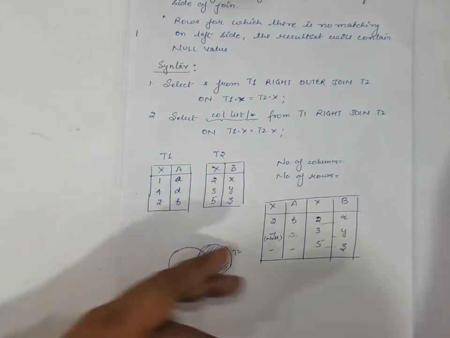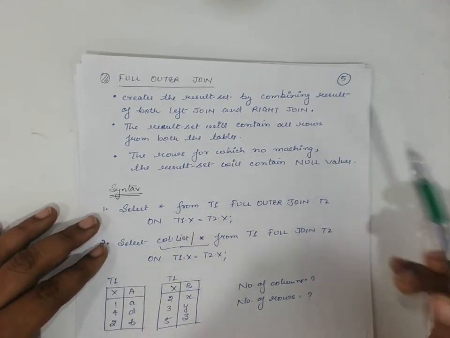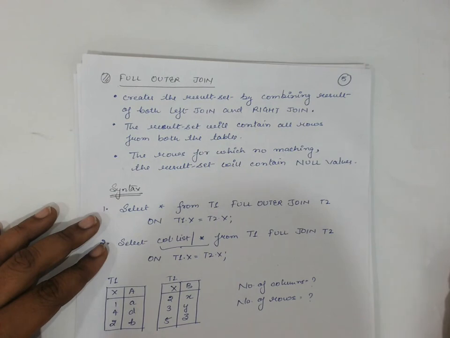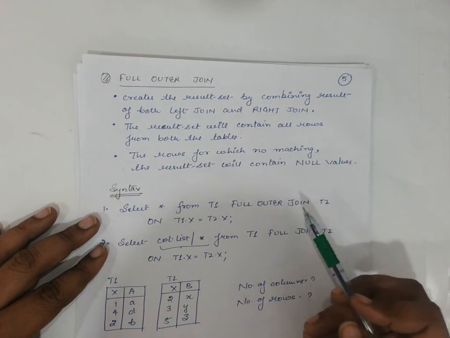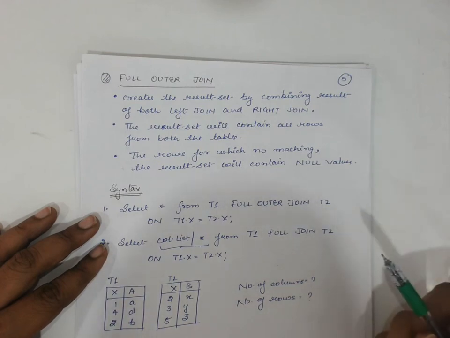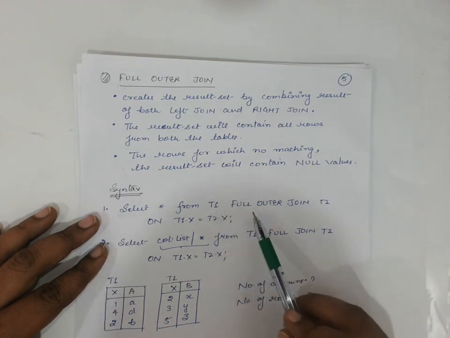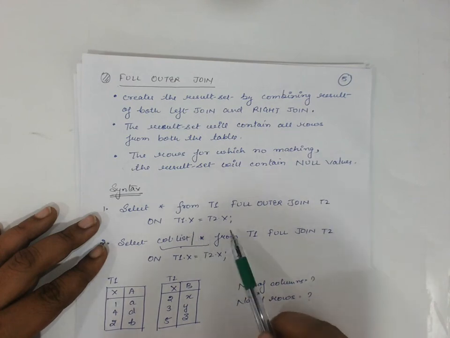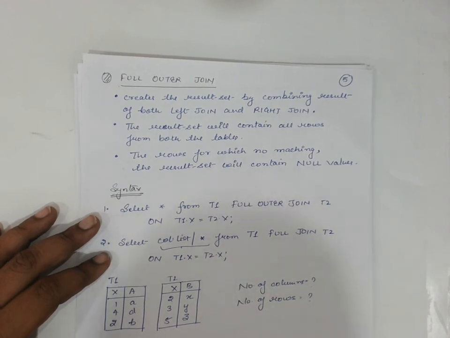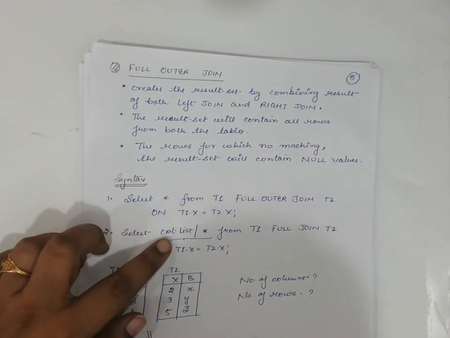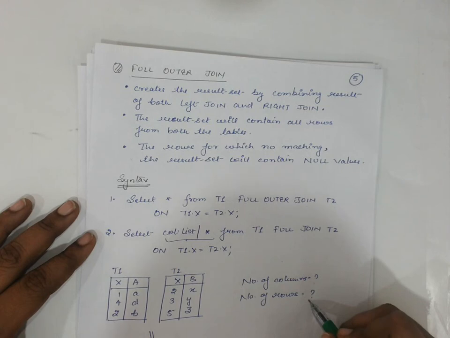Now full outer join is the combination of left outer join and right outer join. So it is simply creating a result set by combining both types of join, left and right. And if there are rows which have no matching tuples from the other table, then again the null values will be padded. So the syntax for writing: select star from table 1 full outer join T2 on matching column condition. You can also write the query like this. The number of columns and rows depends on the columns you are projecting here, and the number of rows is a combination of both.